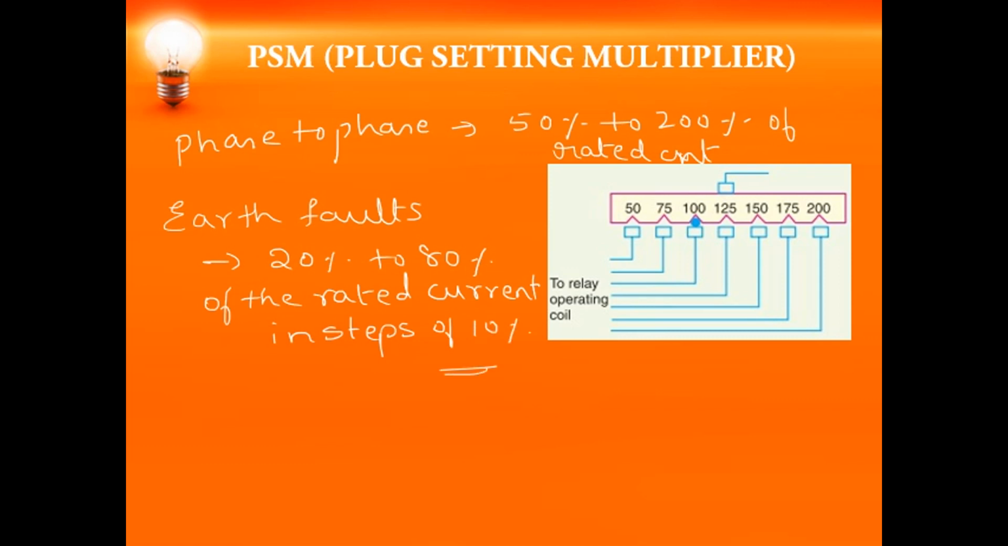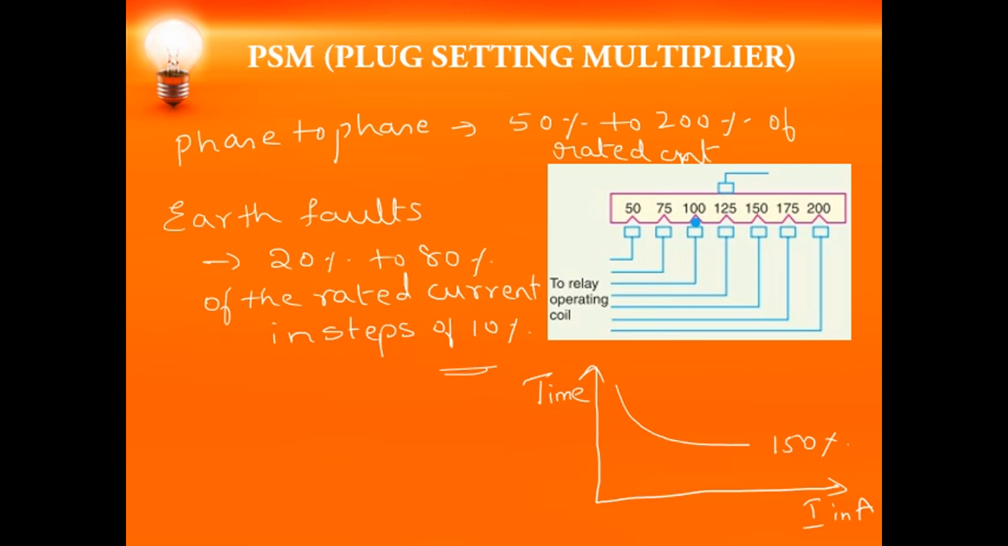This current setting can be directly given in terms of amperes, or it can be expressed as a percentage of rated current. So if we plot a graph with time along the y-axis and current in amperes along the x-axis, then for one particular setting, say around 150%, you will have one graph. Similarly, for another percentage rating that we set, we have one more graph.